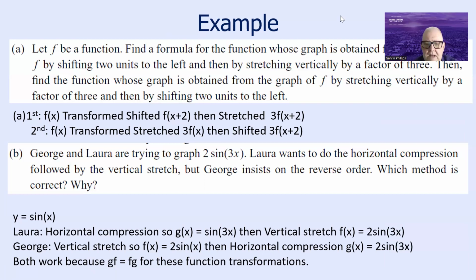Okay. Then the vertical stretch, which means we put the 2 in front. So we have 2 sine of 3x. George is doing the vertical first. So vertical says 2 sine of x. Then the horizontal compression gives us 2 sine of 3x. Both work because g of f equals f of g for these function transformations.